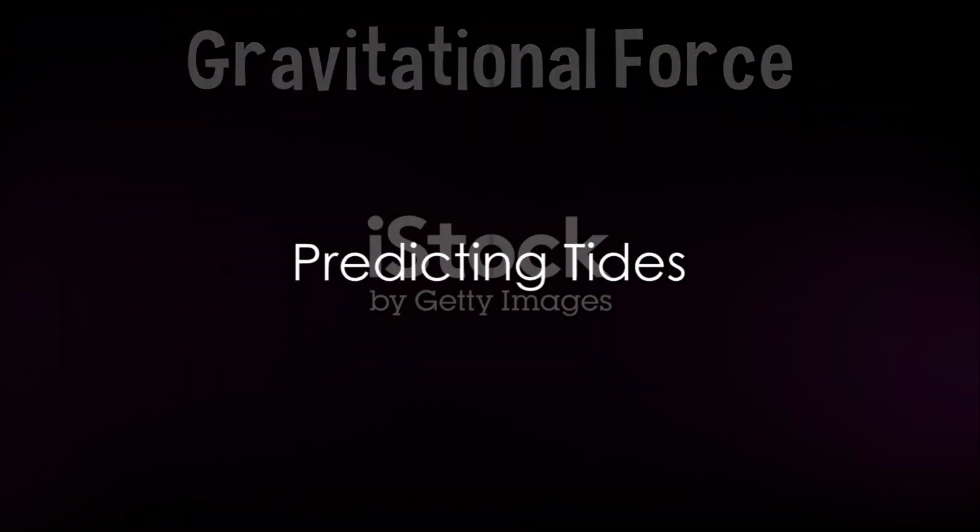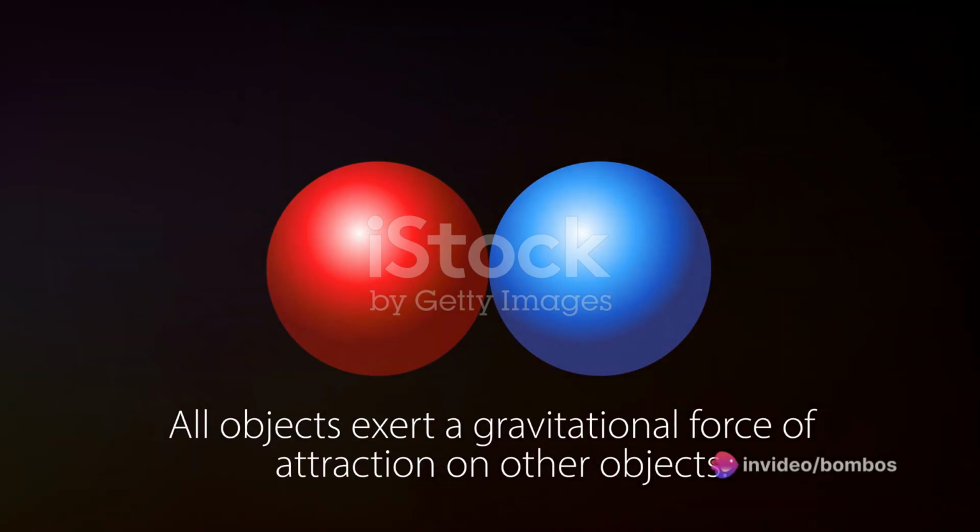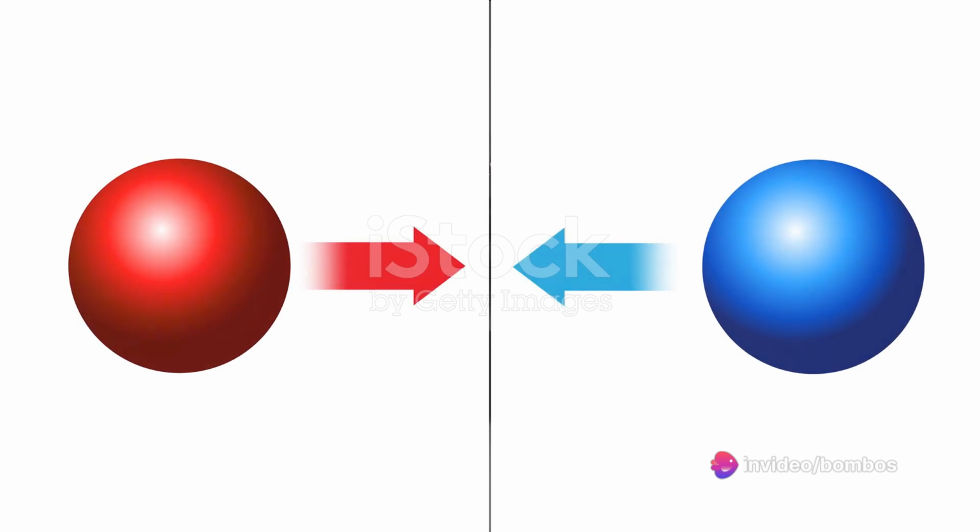Even the predictable rise and fall of the tides is due to the gravitational pull of the moon and the sun. Scientists, using the universal law of gravitation, can forecast the height of the tides at any given moment.